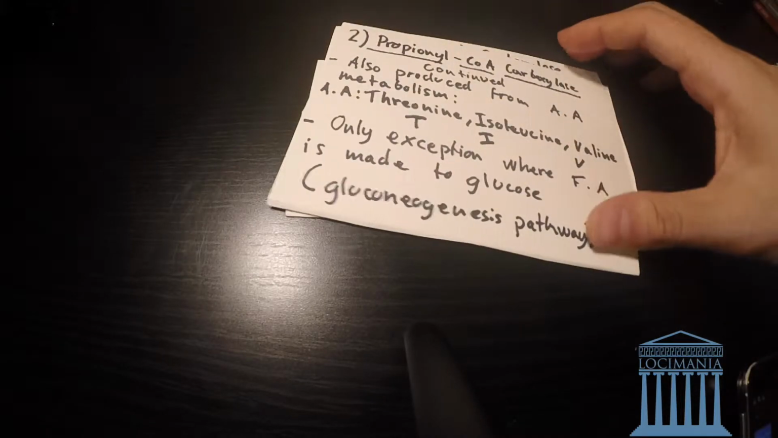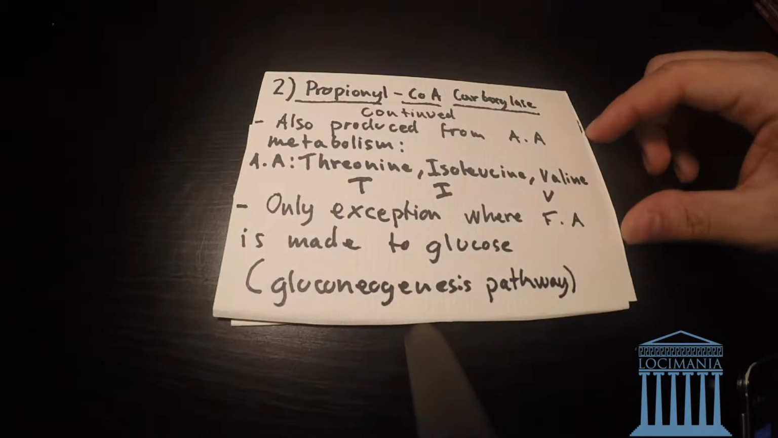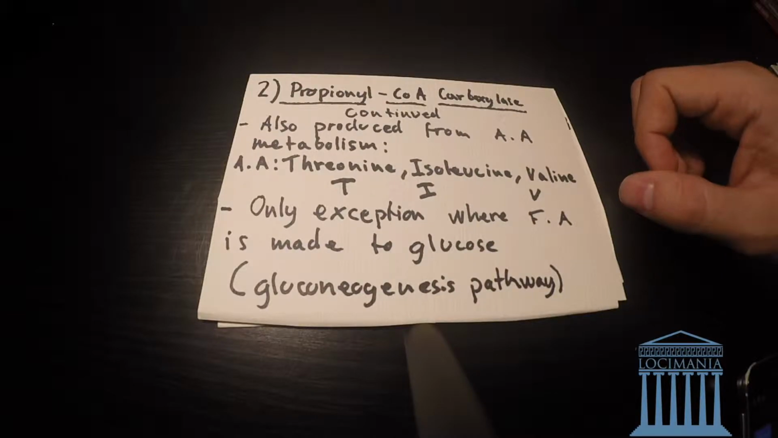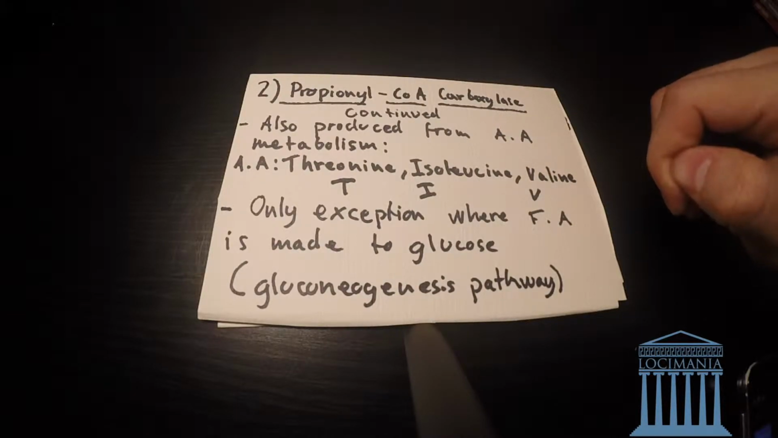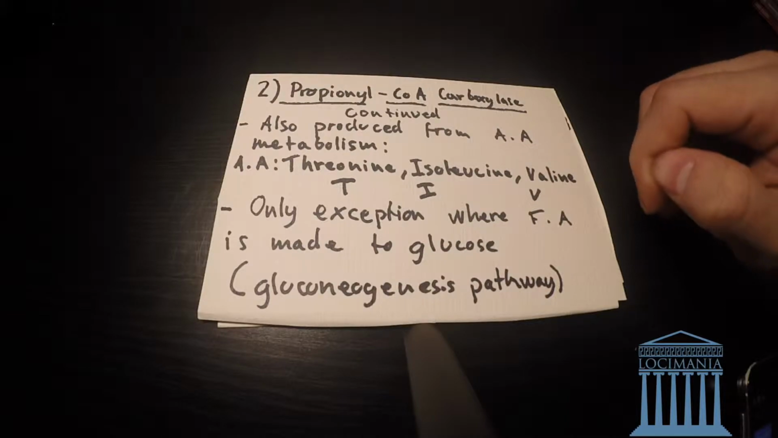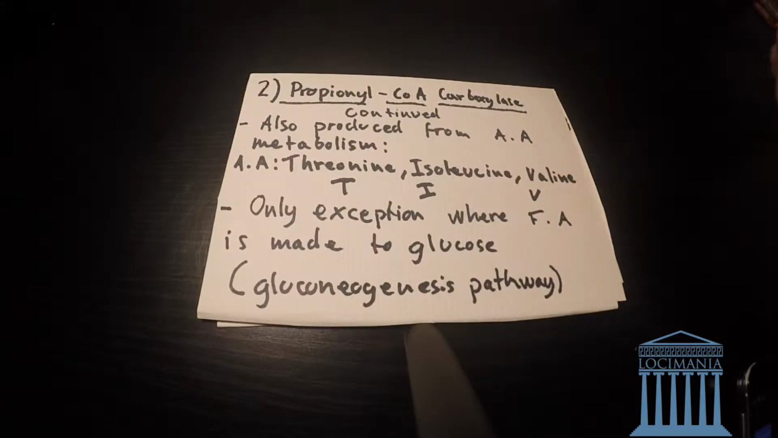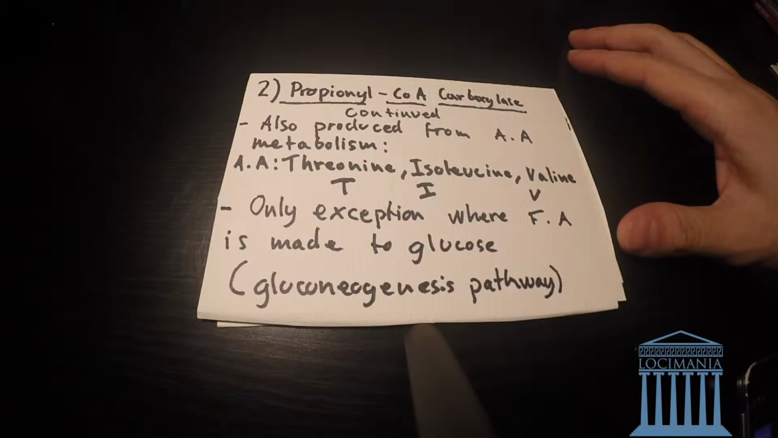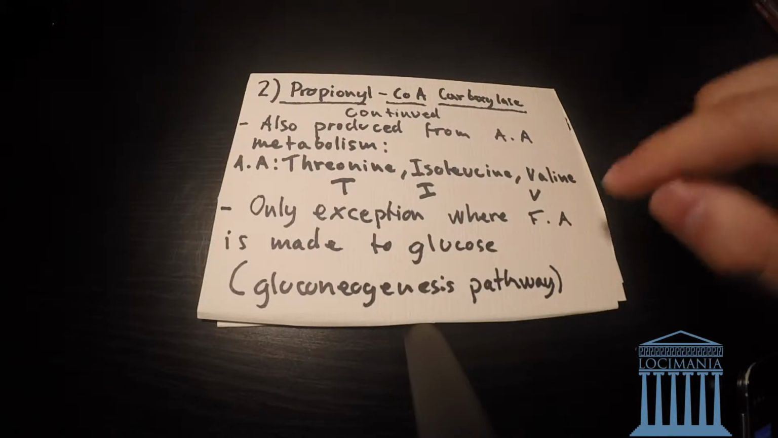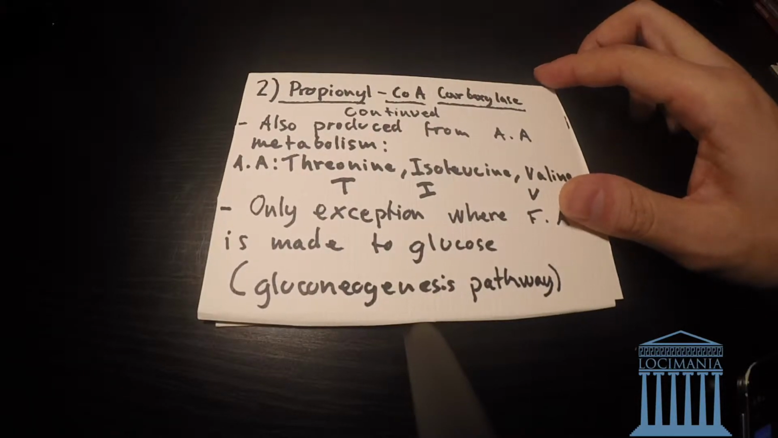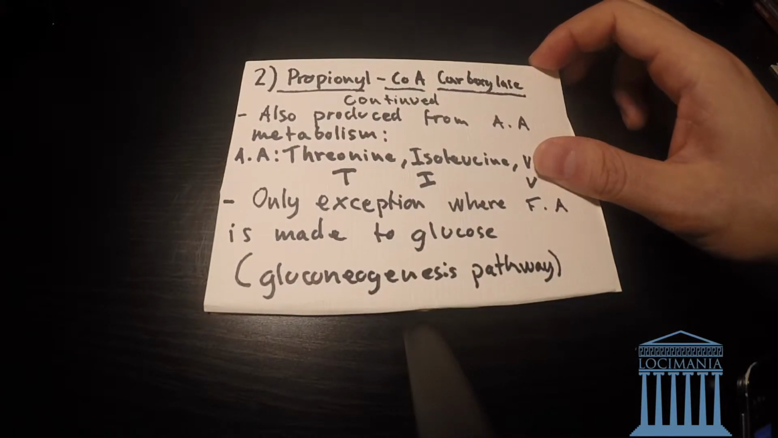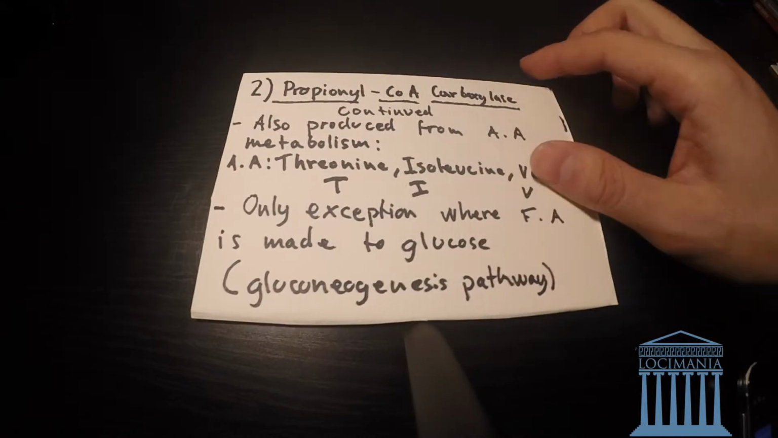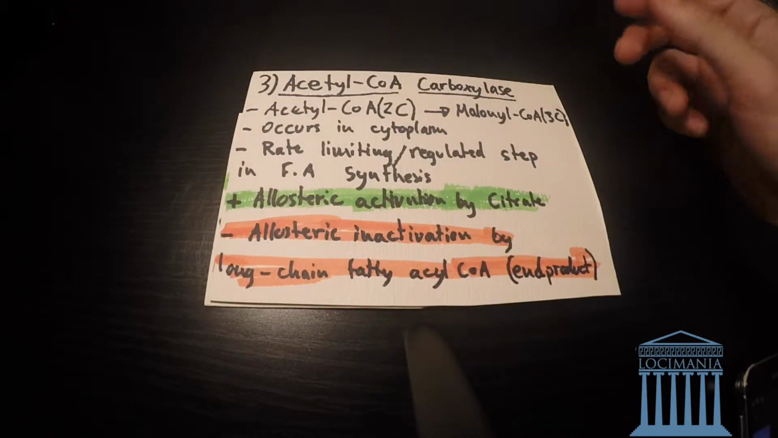It gives us energy. The continuation here is that it's also produced from amino acid metabolism, and we have 3 amino acids: threonine, isoleucine, and valine. Propionyl-CoA carboxylase is the only exception where a fatty acid is made into glucose. The fatty acid goes into the TCA cycle through succinyl-CoA, which then enters the gluconeogenesis pathway.